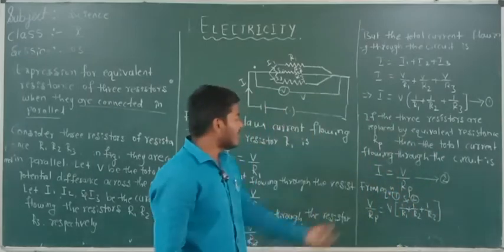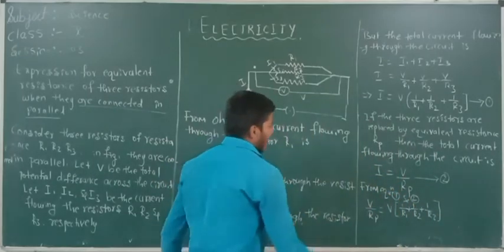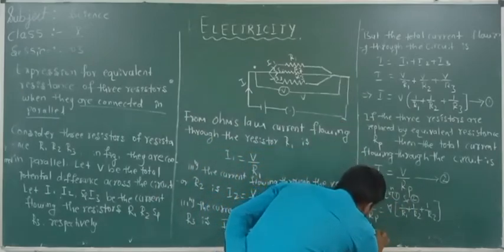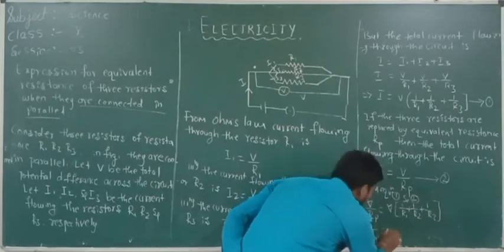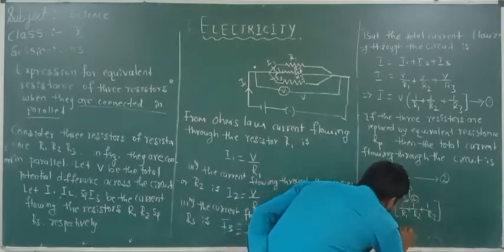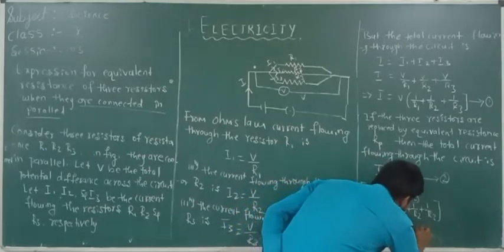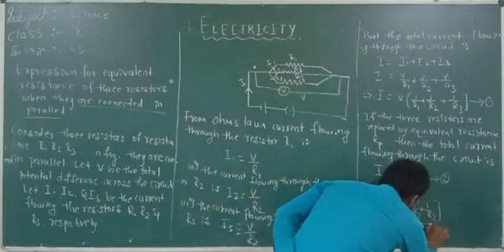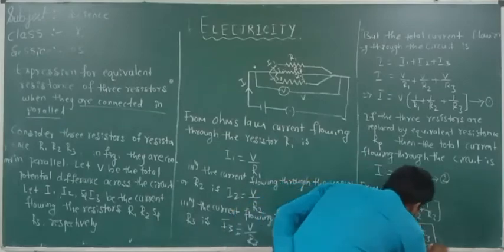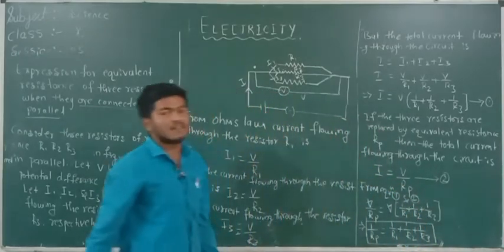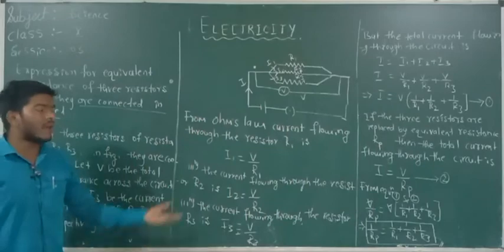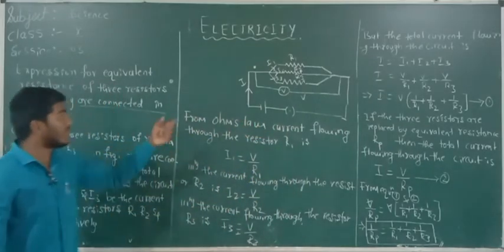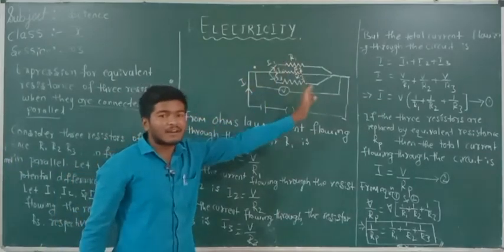So here V is the common factor and that can be cancelled. It implies 1 divided by Rp is equal to 1 divided by R1 plus 1 divided by R2 plus 1 divided by R3. This is the required expression for the equivalent resistance of three resistors when they are connected in parallel.